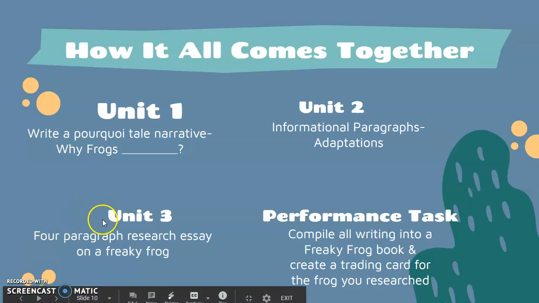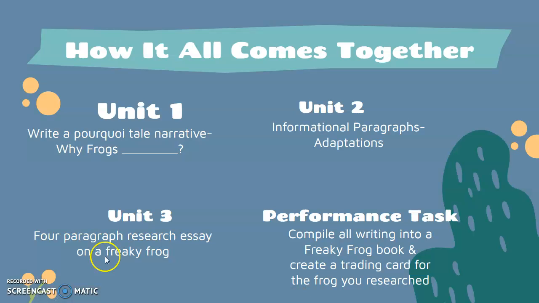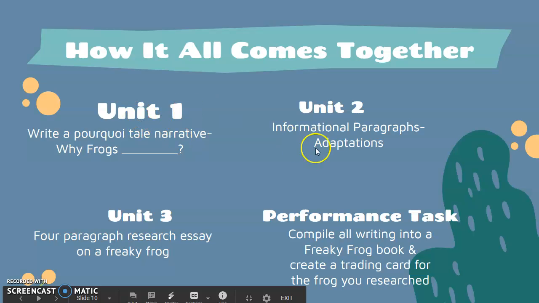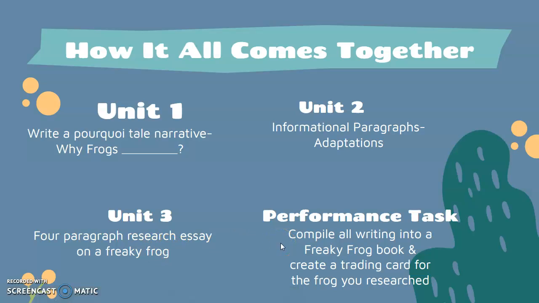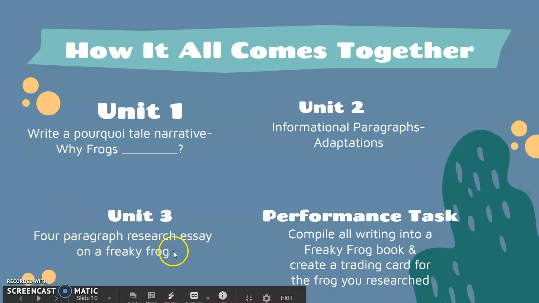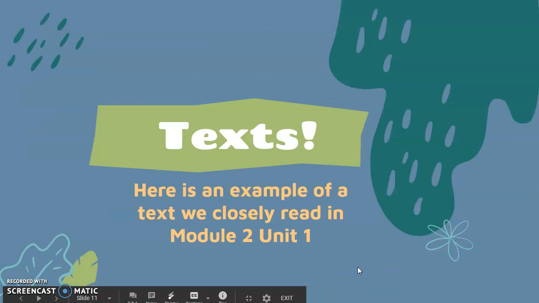Then in Unit 3, we build on what we started in Unit 2 by writing a 4-paragraph essay versus just a 1-paragraph informational paragraph. We make a 4-paragraph essay on one specific frog that your student will research. And then at the end of units 1, 2, and 3, we're going to take all these different writings that your students have done and put them all together to create our Freaky Frog book. And then they will create a trading card based on the frog that they researched in Unit 3. And we'll put that all together for the performance task.